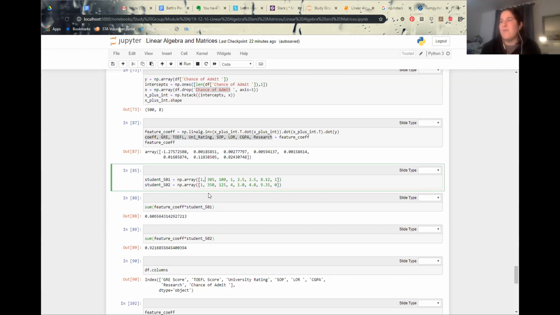And the reason why we did that is, as you guys know, whenever you're solving for something, you have to add or subtract the constant. You're not supposed to change it, right? So if I'm going to be multiplying the student 501 times my feature coefficient, if I multiply the coefficient variable times 1, I'll get the same value.